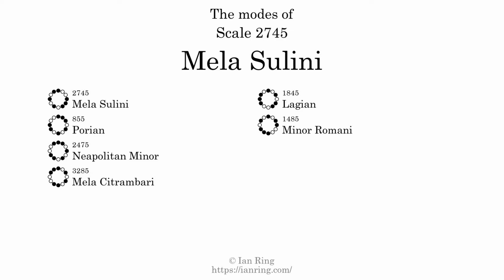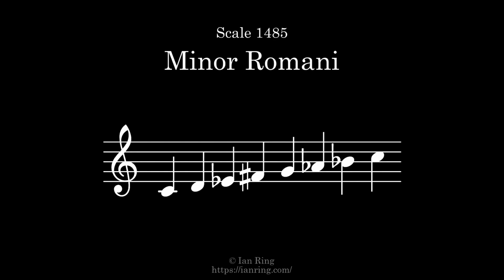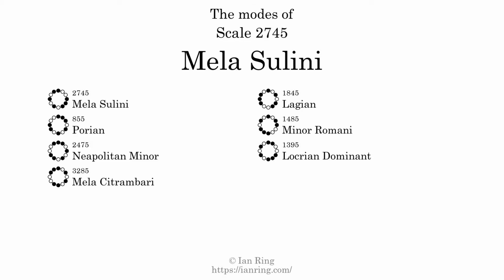The sixth mode is scale 1485, also known as minor Romani. It sounds like this. The seventh and last mode is scale 1395, also known as Locrian dominant. It sounds like this.